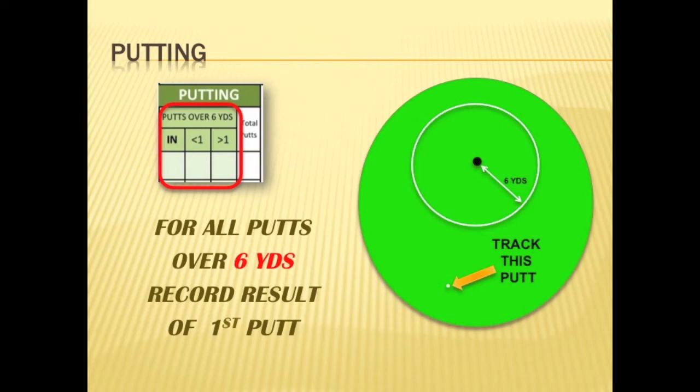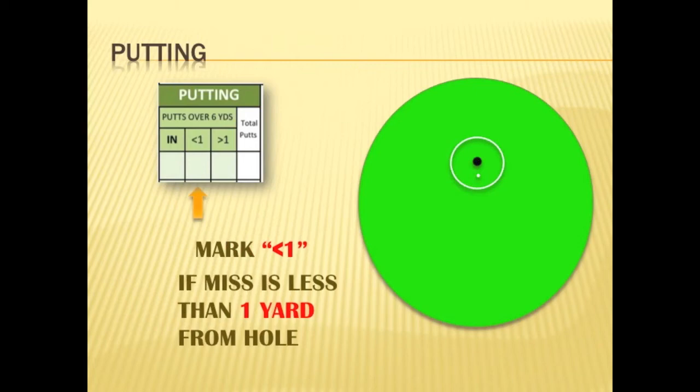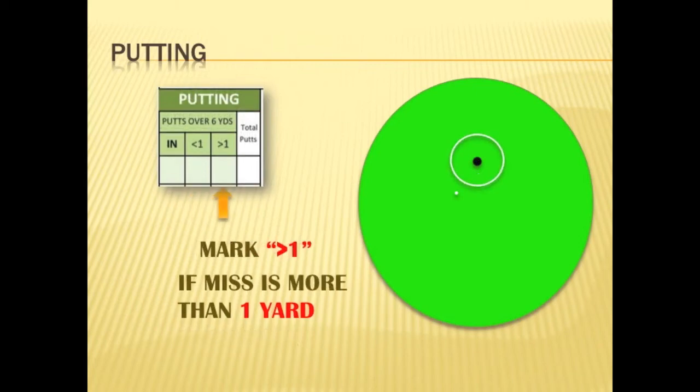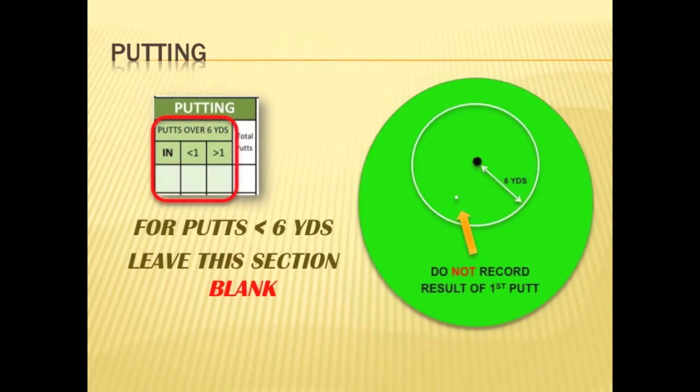Anytime you have a putt further than 6 yards, you'll record its result by marking one of three boxes. Mark the N box if you make it. Mark the less than 1 box if your ball misses but stops less than 1 yard from the hole. Mark the greater than 1 box if your ball misses and stops further than 1 yard from the hole. And remember, less than 1 or more than 1 is 1 yard, not feet. For putts less than 6 yards from the hole, leave this section blank.